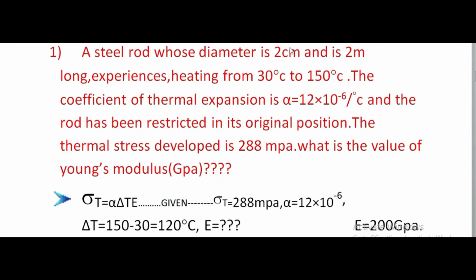So, friends, let's start. First question: a steel rod whose diameter is 2 cm and which is 2 meters long experiences heating from 30 degrees centigrade to 150 degrees centigrade. The coefficient of thermal expansion alpha is equal to 12 into 10 to the power minus 6 per degree centigrade, and the rod has been restricted in its original position. The thermal stress developed is 288 megapascal. What is the value of Young's modulus in gigapascal?